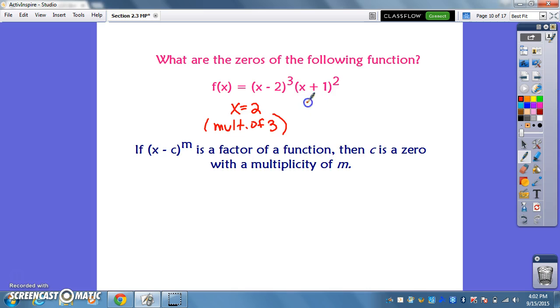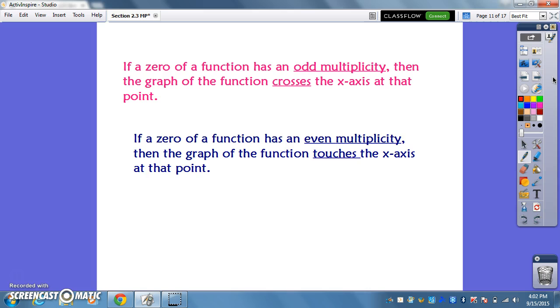There is another 0 at negative 1. That has a multiplicity of 2 because it is repeated twice. So those multiplicity numbers come straight from those exponents, or how many times that factor has been repeated. And that is what we call multiplicity. Now, what that tells us about the graph, and again, just adding one more tool that we can use to help us sketch graphs by hand and not rely on our calculator.